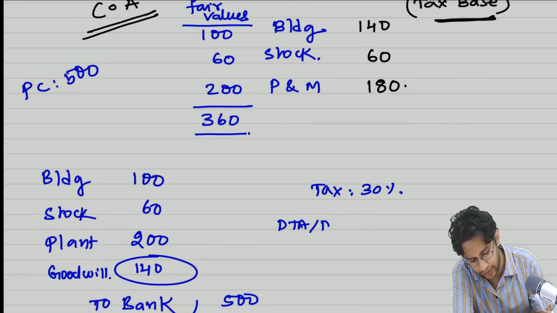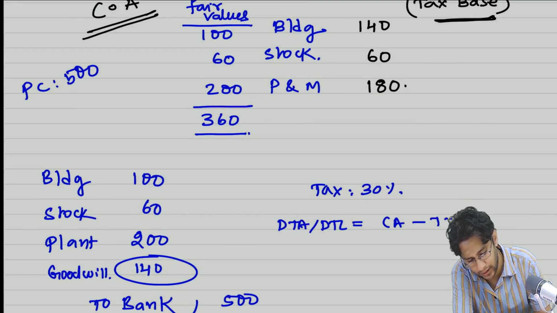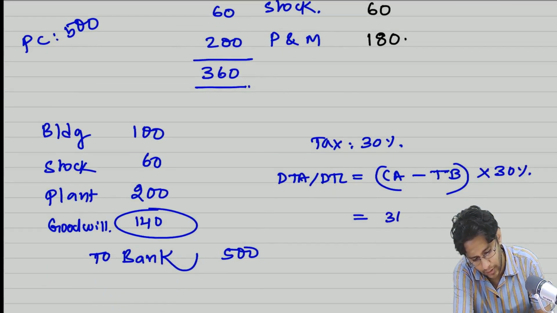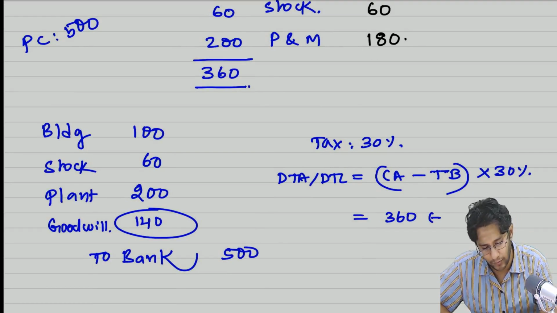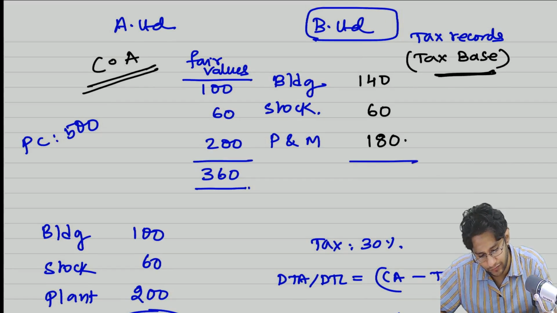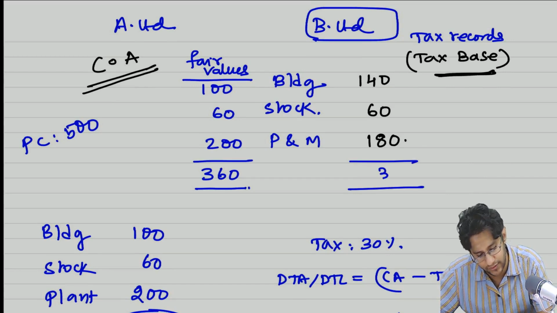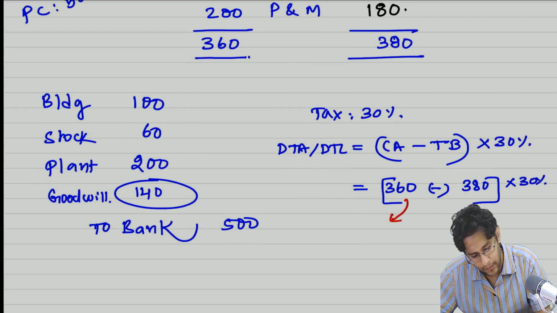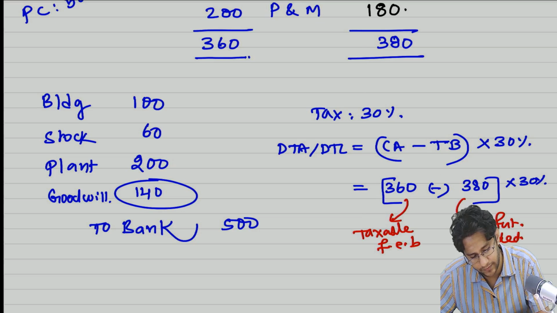So your DTA or DTL is the carrying amount minus the tax base, multiplied by your tax rate, right? Your total carrying amount is now 360, all assets put together, minus the tax base. From an income tax point of view, if you count this, 140 plus 60 is 200, 200 plus 180 is 380. This is your taxable future economic benefits. These are your future deductions.